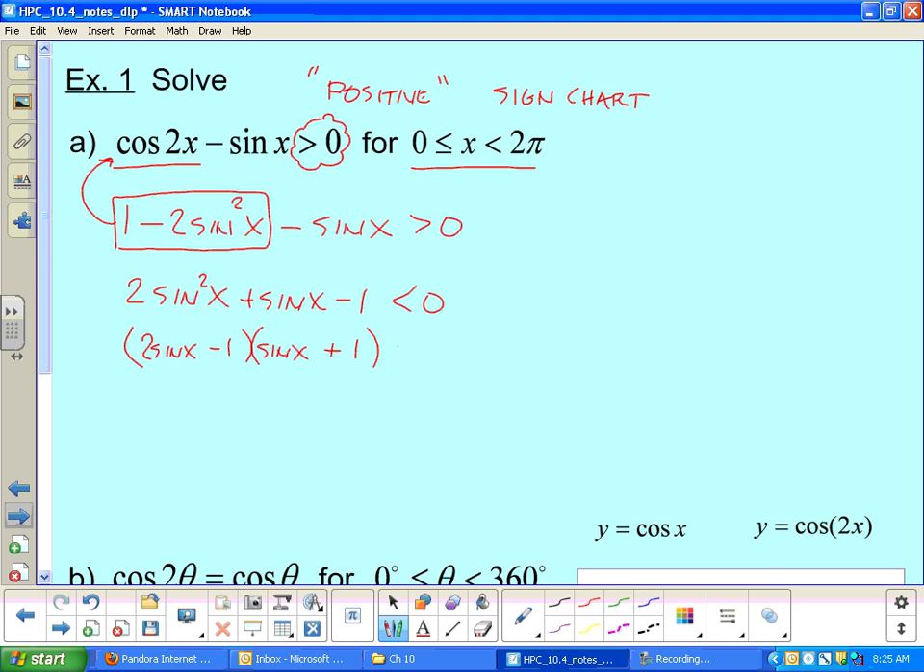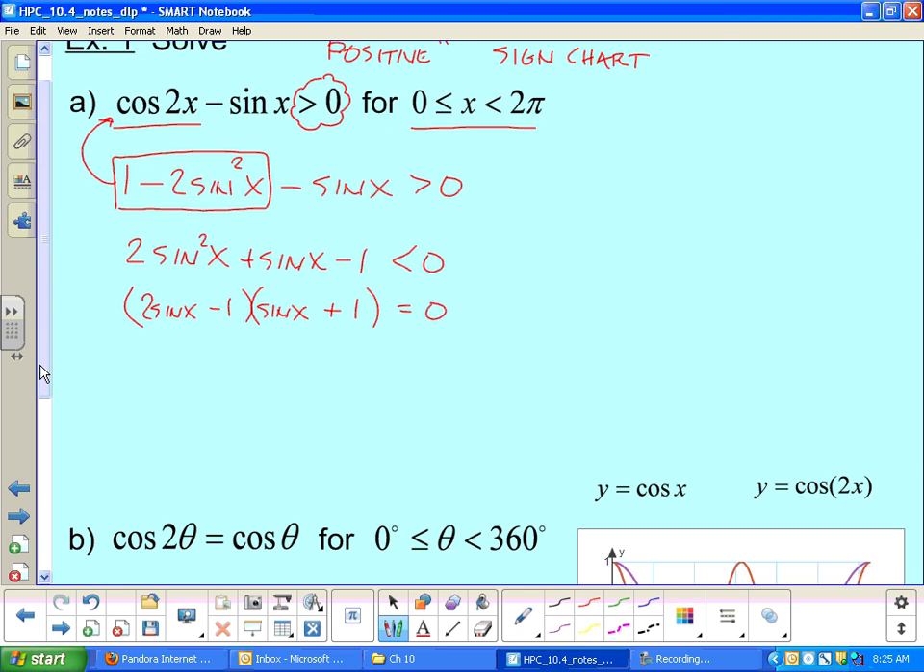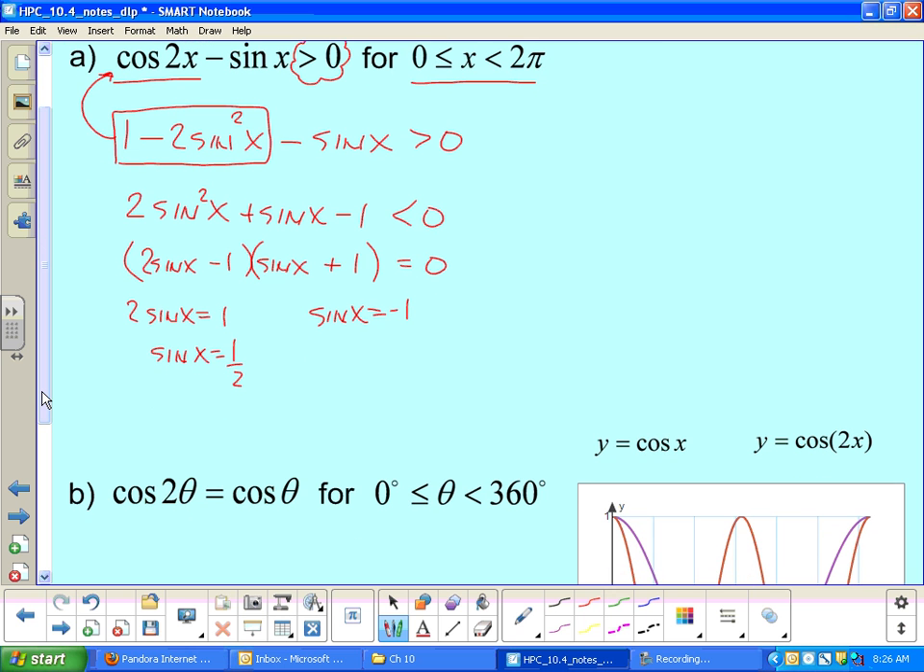And we'd be looking for the zeros here so that I can set up my sign chart. So that would mean that 2 sine of x is equal to 1 when I set the first parenthesis equal to 0 through the zero product property, and sine of x equal to -1 when I set the second parenthesis equal to 0 through the zero product property. And divide by a 2, sine of x equals 1/2. And now we're ready to find out what x is equal to.